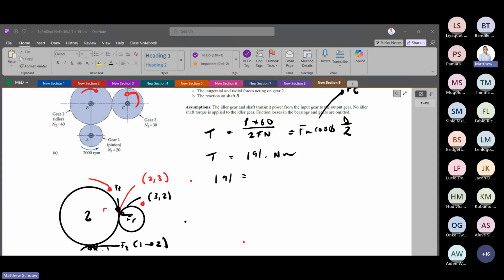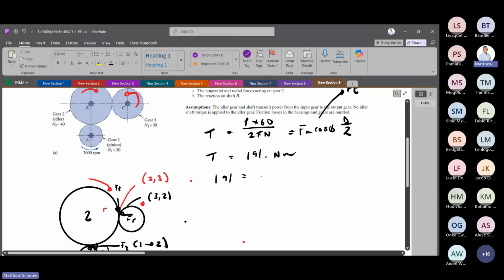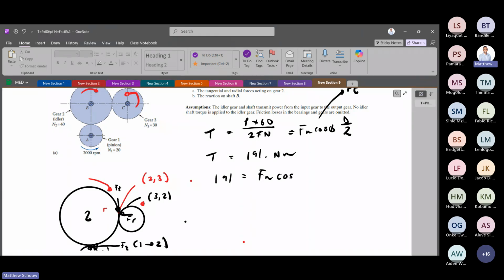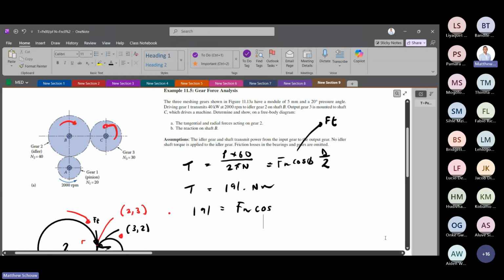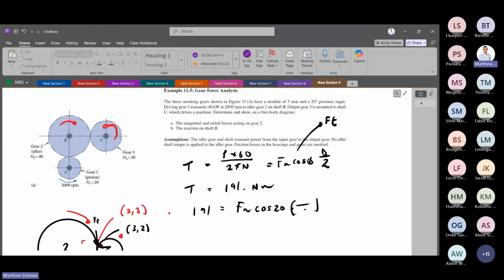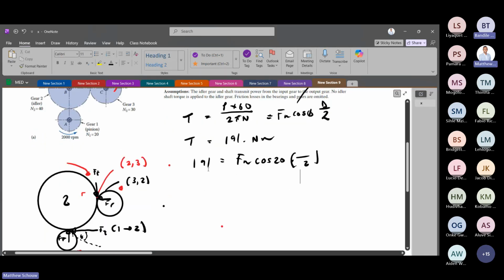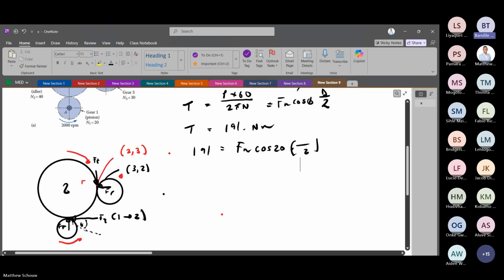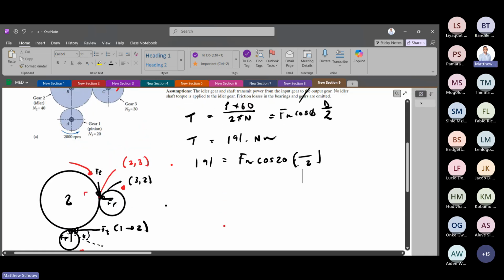Fn is equal to 191 Fn. You could have found Ft immediately. It's entirely up to you how you want to do this. Cos pressure angle is given, right? Of 20 degrees. Perfect. And then, of course, we need to now find our diameter. How do we find the diameter now for this gear? We've given him the number of teeth.